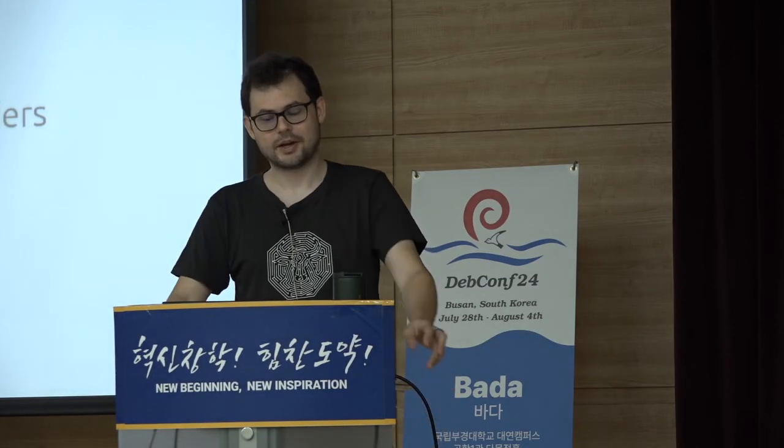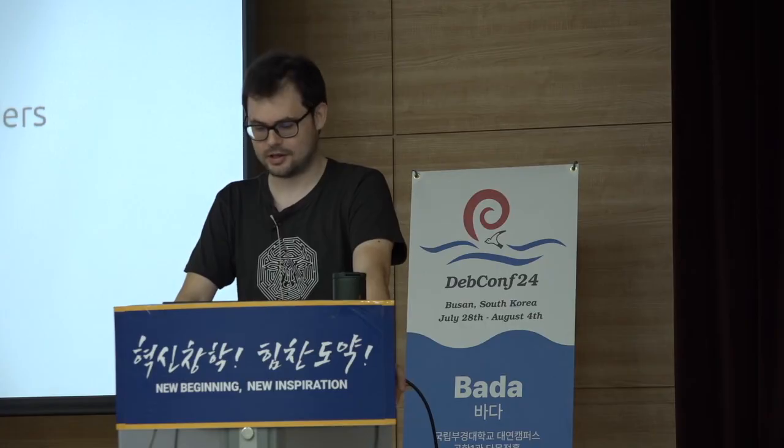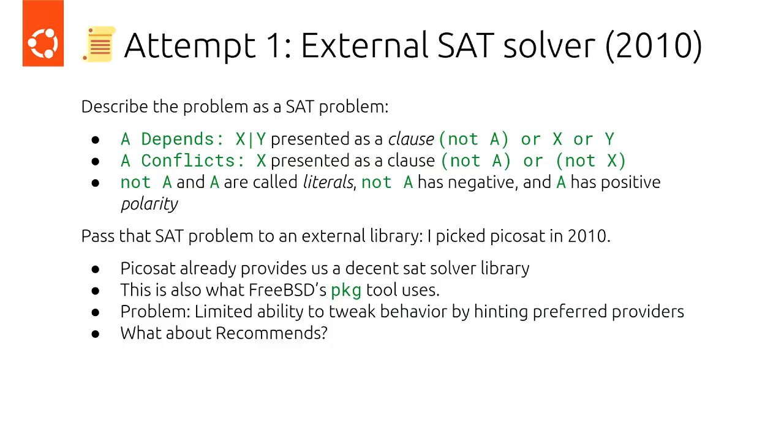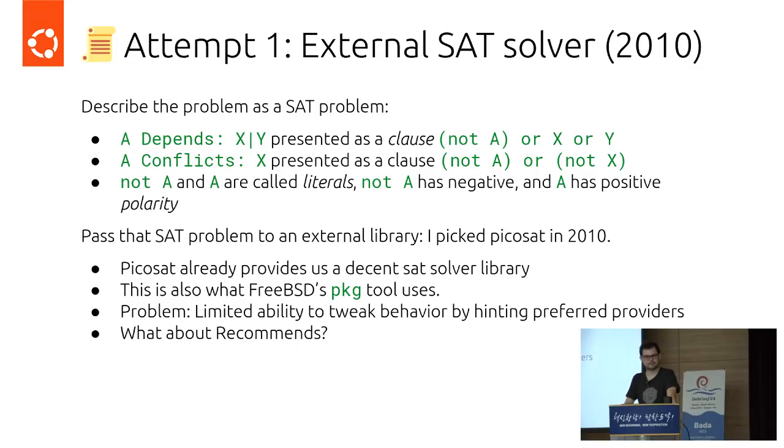Then I guess let's move on to history. So I've been working on this in my free time, on and off, since 2010. I think people first started working on SAT solvers for packages in like 2007 or 2008. openSUSE did the libsolv stuff. And my first attempt at this was to use an external SAT solver, so you can translate the dependency problem into a SAT problem, which is the satisfiability problem.